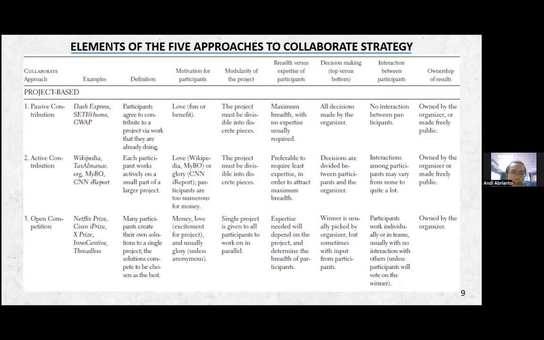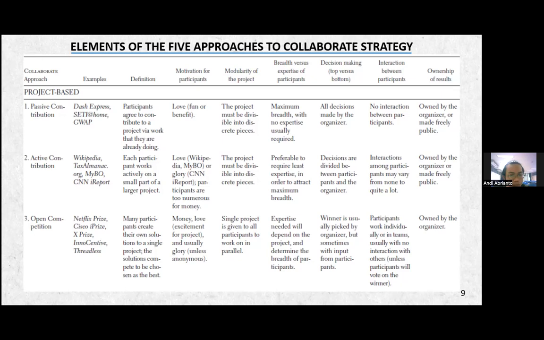Okay, this is the collaborative approach based on the project base, with its example, definition, motivation for participants, modularity of the project, breadth versus expertise of the participants, decision-making, top-down versus bottom-up, and so on. Okay, but first we will talk about passive contribution.